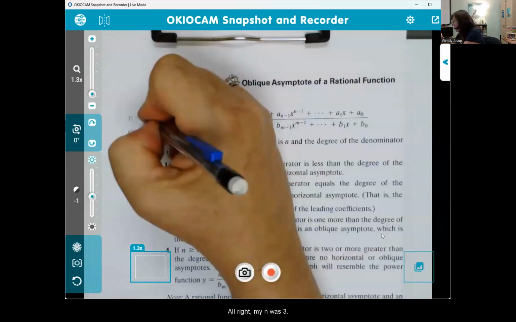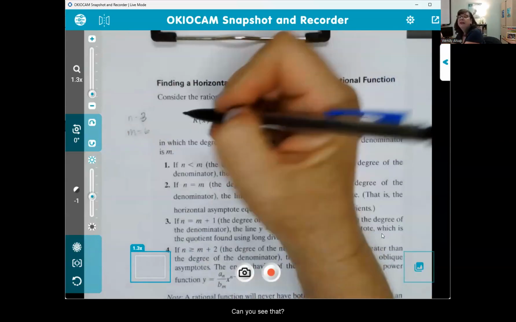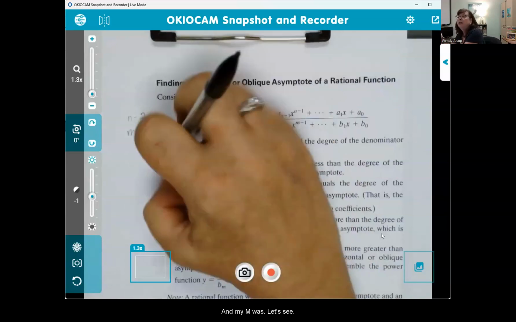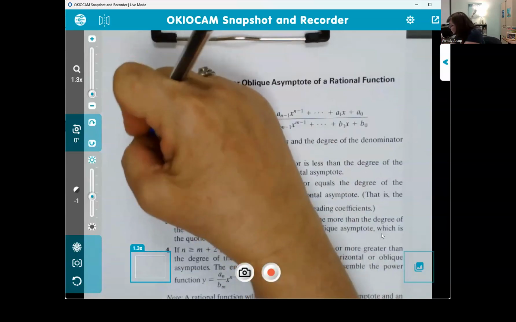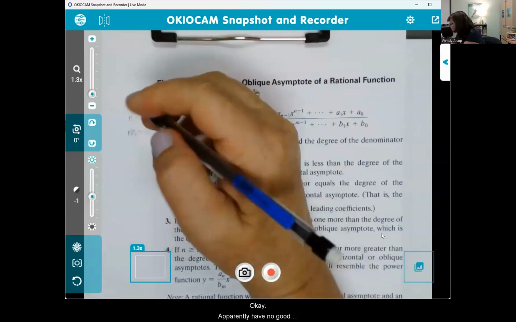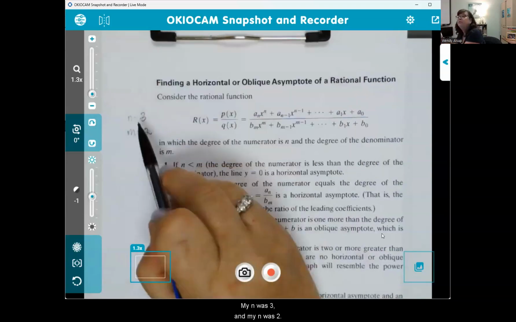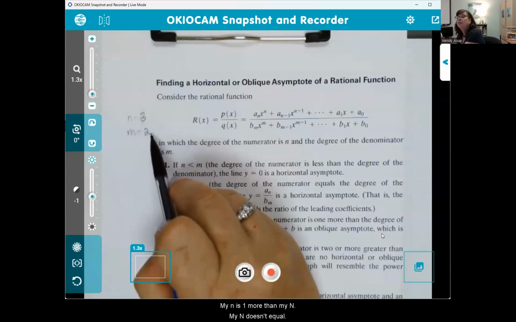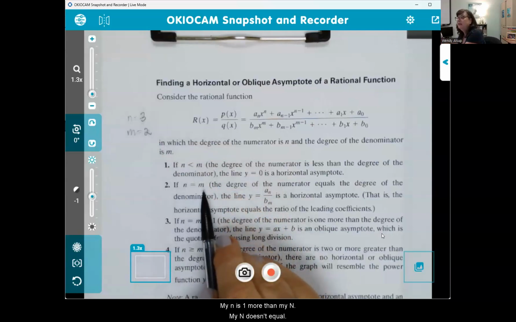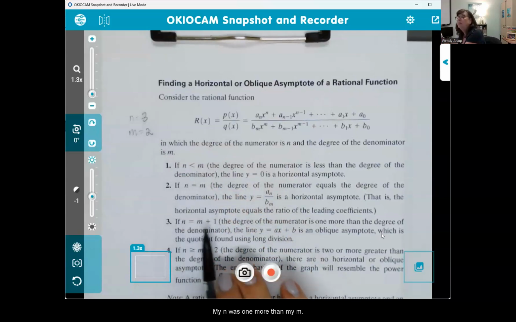All right, my n was 3. Can you see that? And my m was 2. Apparently I have no good erasers. My n was 3 and my m was 2. My n is 1 more than my m.